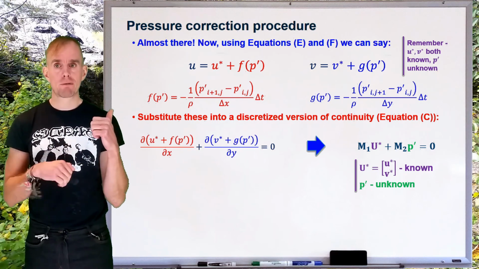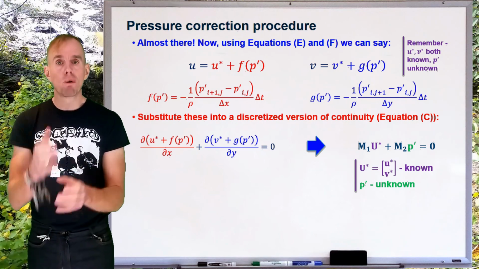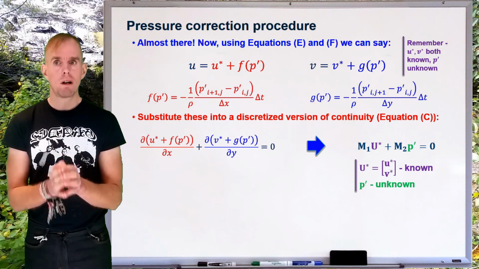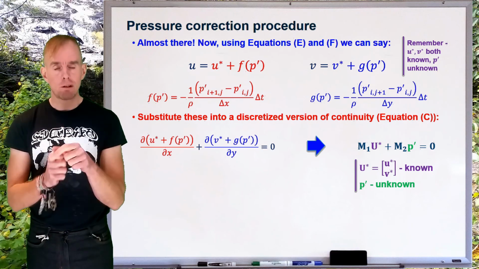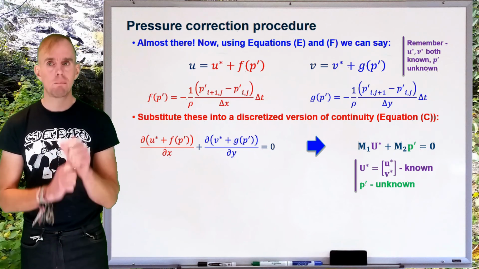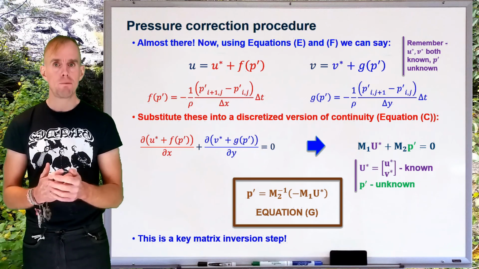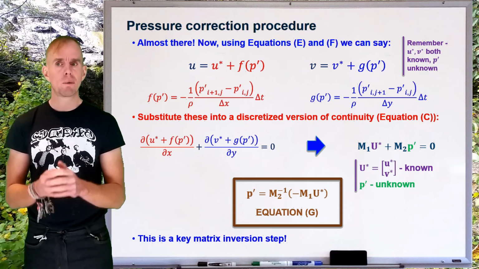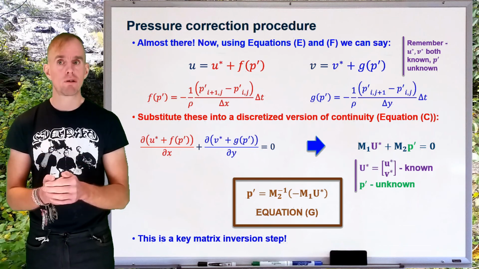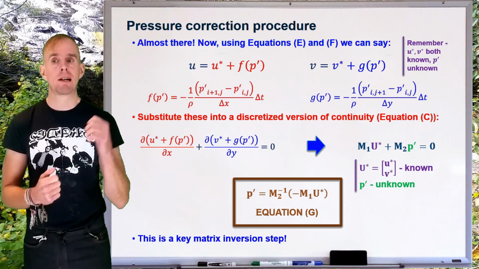And so what we can write from our continuity equation is we've got this matrix M1 times this overall velocity vector big U star, which we know, plus M2 times this pressure vector p dashed, which we don't know. But what we want to do is to calculate p dashed. So having decomposed it into matrix vector form, hopefully we can see that we can write p dashed as a matrix inversion step. So p dashed is simply minus M1 U star all multiplied by M2 inverse. I've written that as equation G.